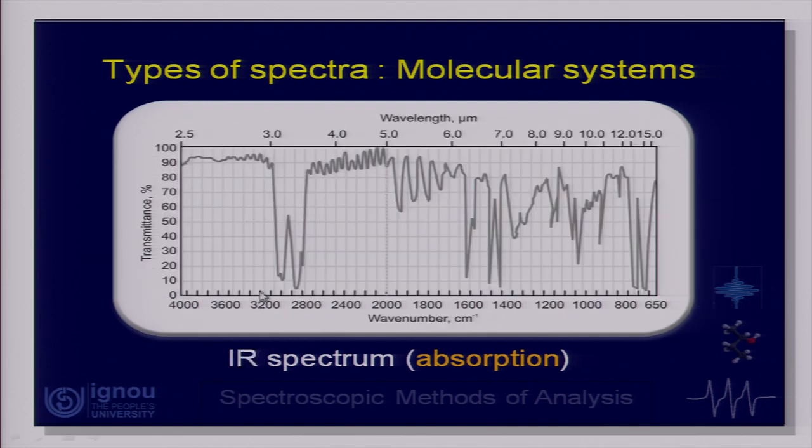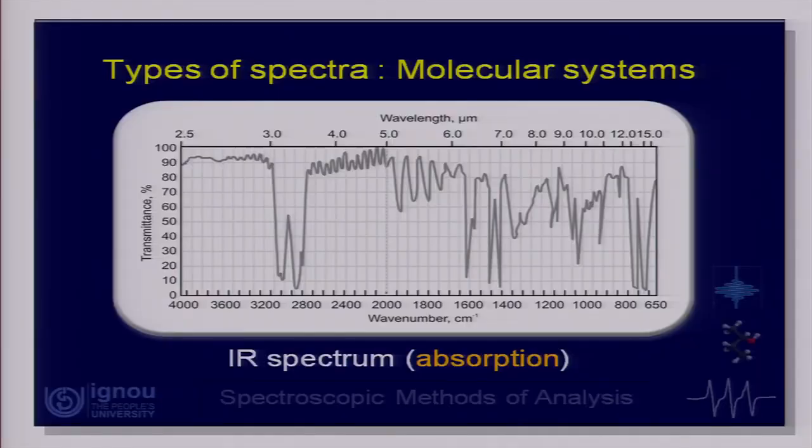Let us look at the IR spectrum, because the UV spectrum is typically electronic spectroscopy. The IR spectrum is a vibration spectrum, and it looks something like this. On the y axis we have transmittance, and we get different bands. On the x axis we have wavelength or wave number. We can use either of the two notations. What is important is that here again I am getting bands, and that is again an absorption spectrum. Let us move further.